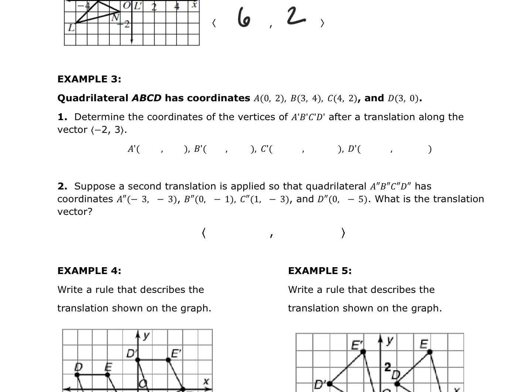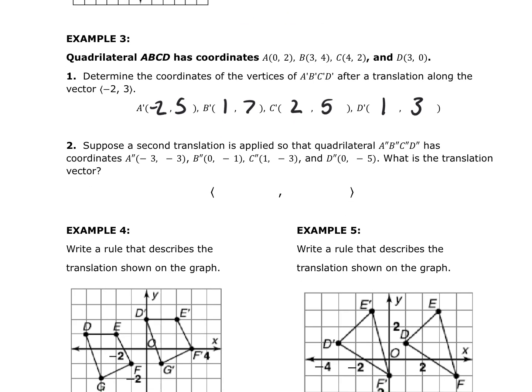So 0 minus 2 is -2. 3 minus 2 is 1. 4 minus 2 is 2. And 3 minus 2 is 1. Now we'll go back and do the y's. The y's, we're adding 3 to everything. So 2 plus 3 is 5. 4 plus 3 is 7. 2 plus 3 is 5. 0 plus 3 is 3.